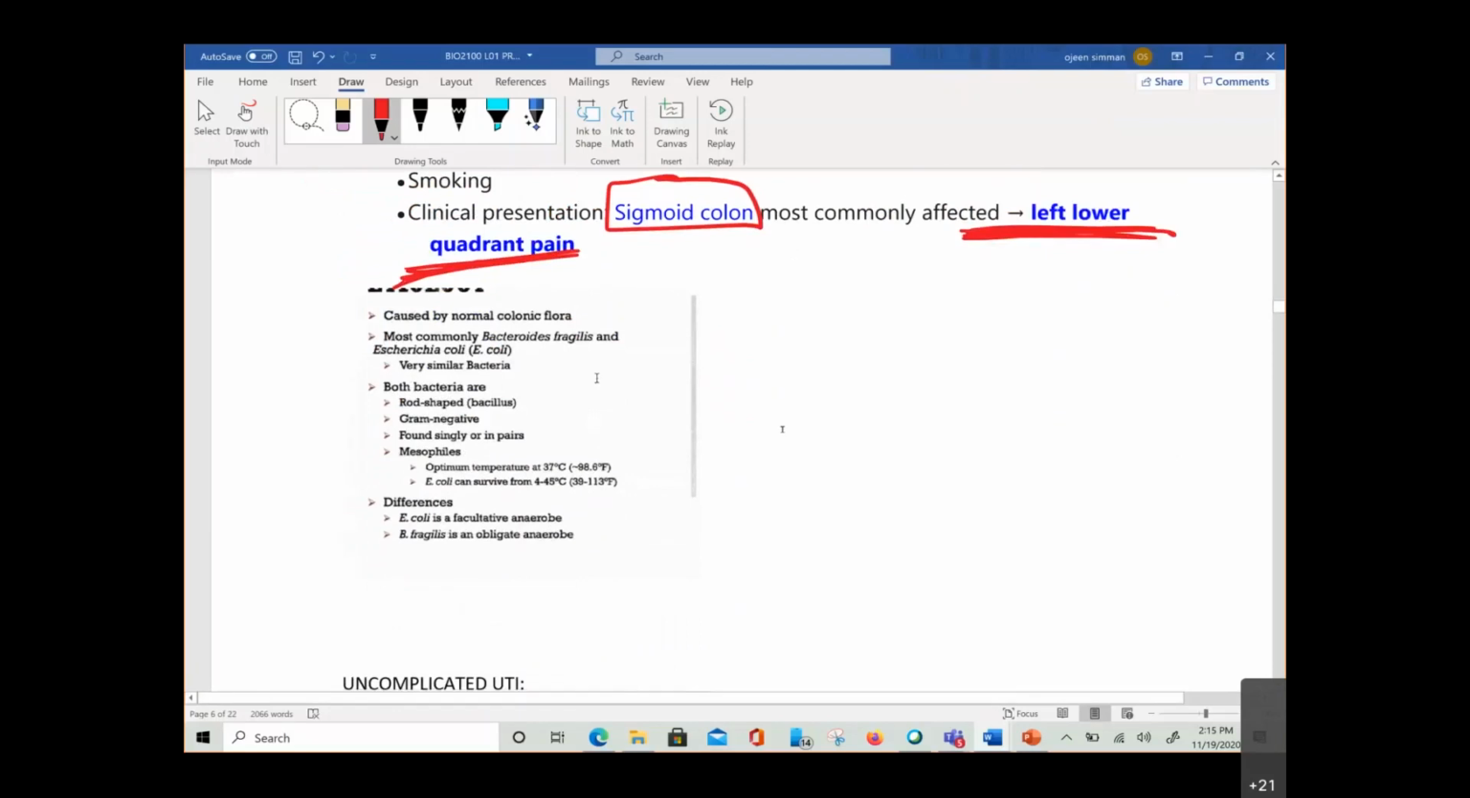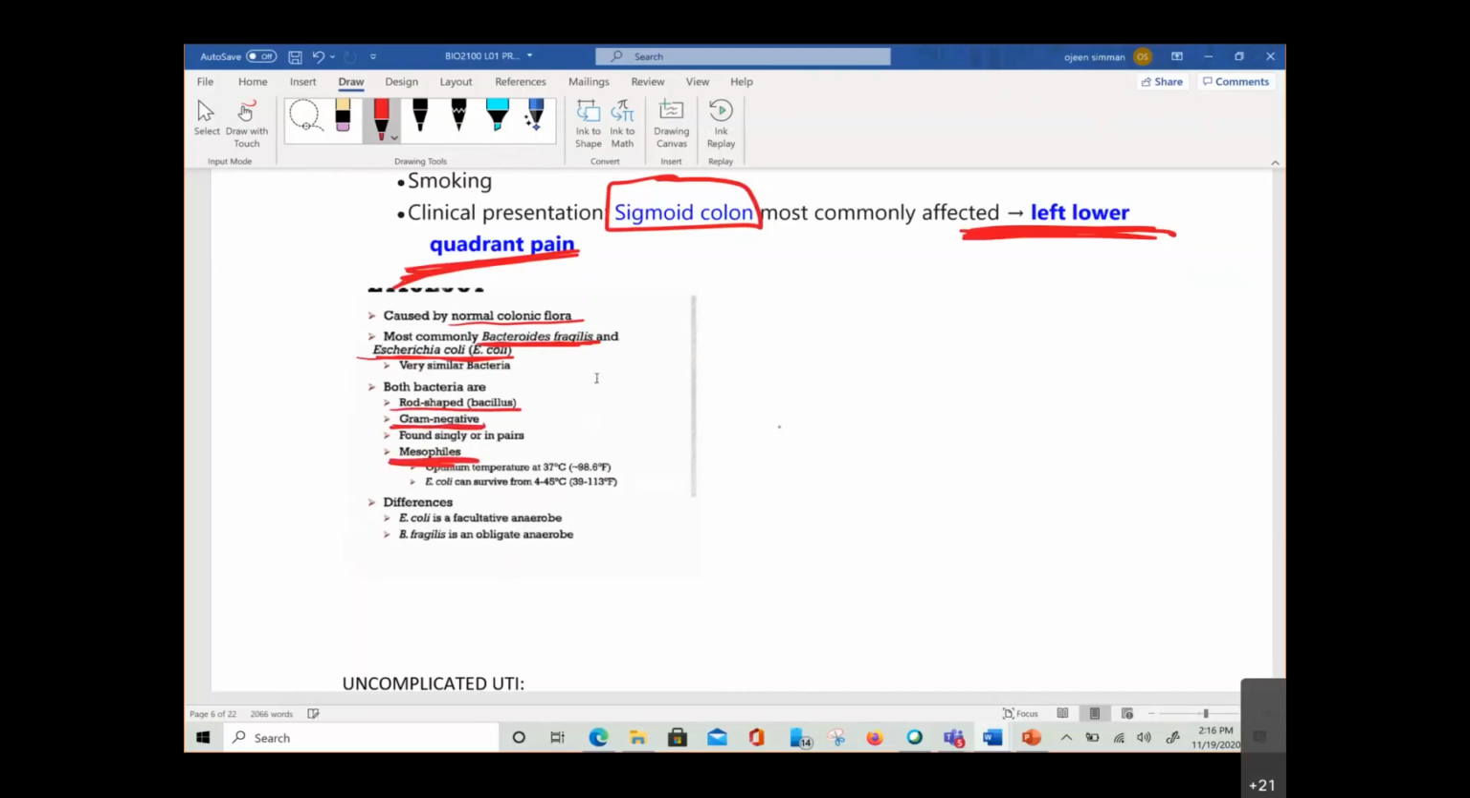Okay, so the causes of diverticulitis. Most commonly it is going to be caused by normal colonic flora, which includes Bacteroides fragilis and E. coli. Both of these bacteria are rod shaped. Both of them are gram negative. They are both mesophiles.